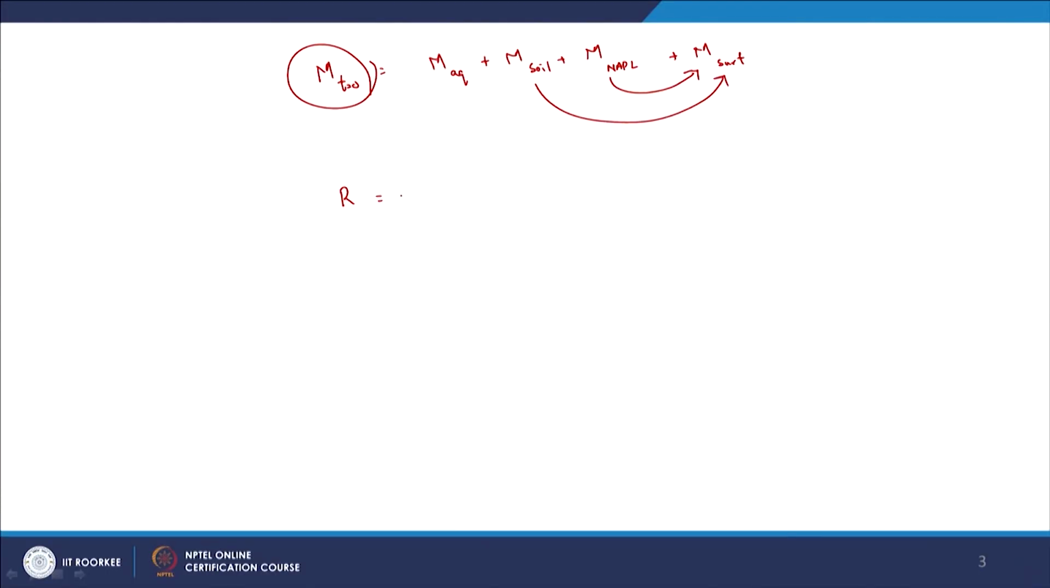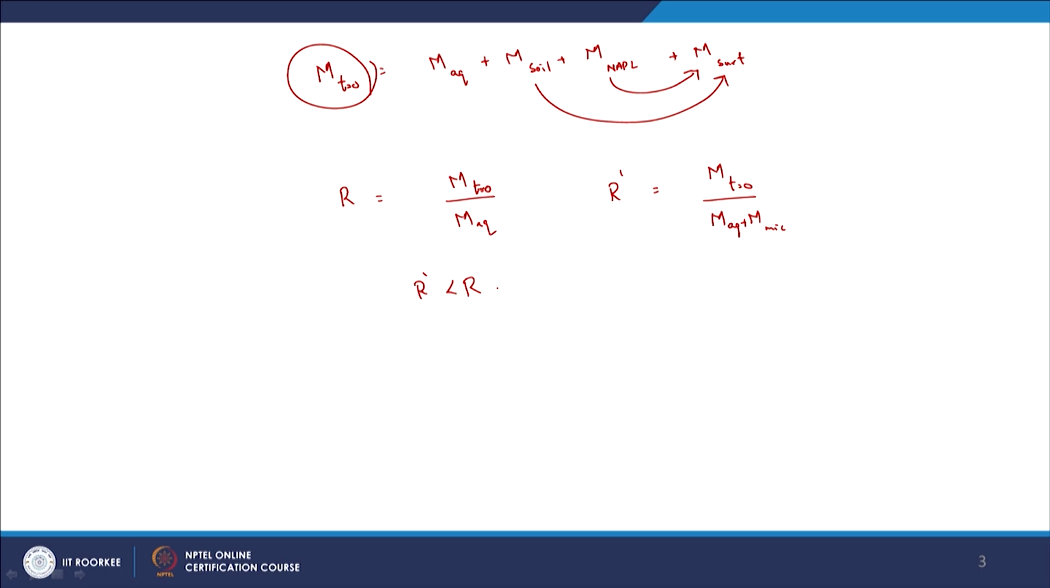Without the surfactant, what will the retardation factor be? It will be total mass divided by mass in the aqueous phase. But with the surfactant, the retardation factor will be equal to total mass divided by the mass in the aqueous phase and the mass in the micelle phase, right? So as you see, R dash is decreasing now.